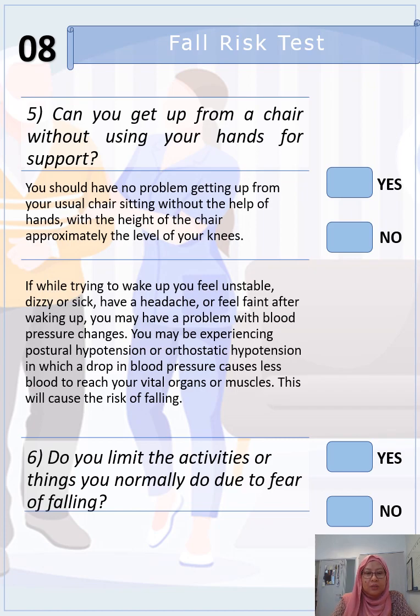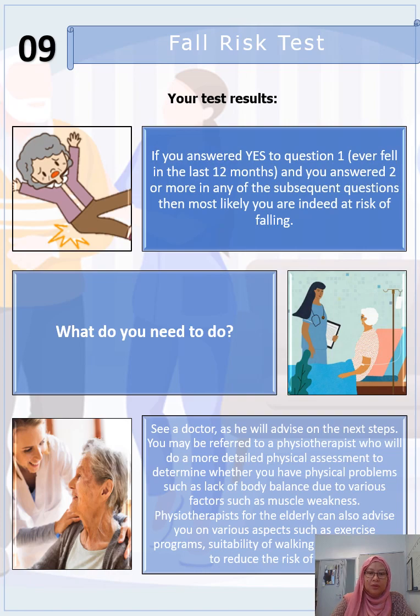Okay, so let's look at the results of your fall risk test. If you answered yes to question 1, ever fell in the last 12 months, and you answered yes to 2 or more of the subsequent questions, then most likely you are indeed at risk of falling. Okay, so what do you need to do? You need to see a doctor, as he will advise on the next steps.